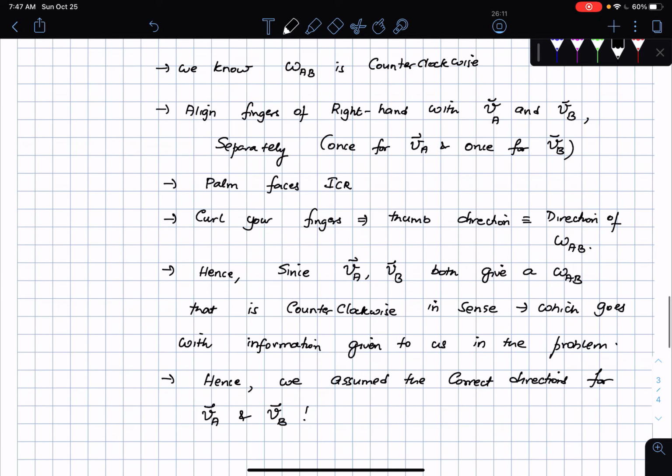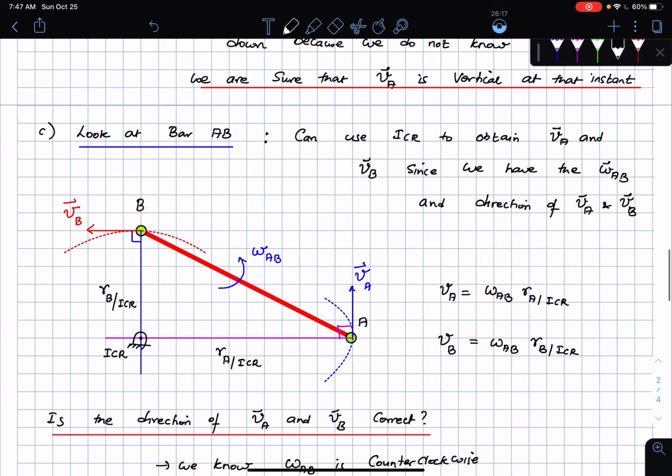Once again, it's a lot of writing, but I just want to make myself very clear here. My question is, how did I find the ICR? ICR is along a line perpendicular to the velocity of any point on the rigid body. So velocity of A is pointing vertically up, so ICR has to be perpendicular to that velocity. Velocity of B is pointing to the left, so ICR has to be along a line perpendicular to that velocity, which means that at the point of intersection of these two lines is where the ICR is going to be.